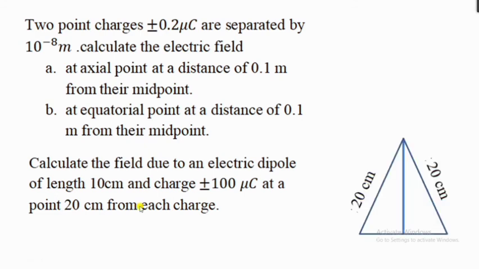So if you draw this diagram, then you see that the point 20 cm from each charge will be on the equatorial line. Using the Pythagoras theorem you can find the distance r, and you can see this 10 cm and 20 cm are comparable. So you have to use the expression where r and a are comparable. Now you can try this question.